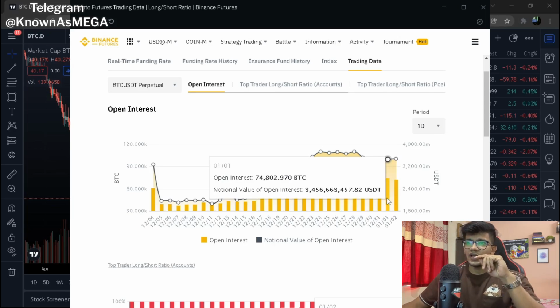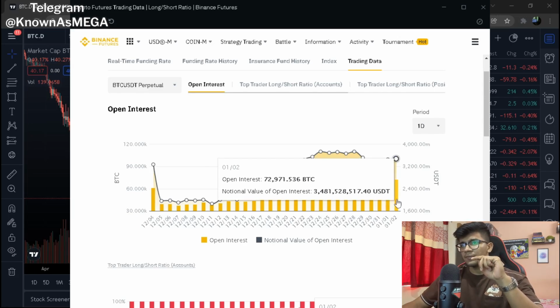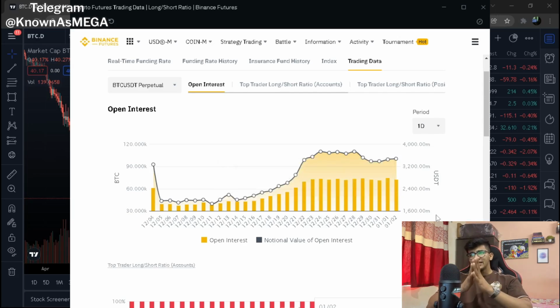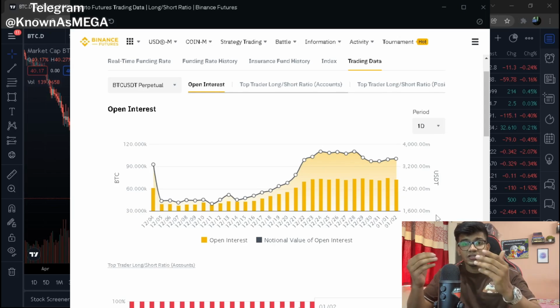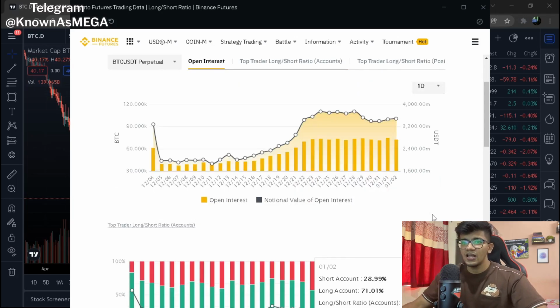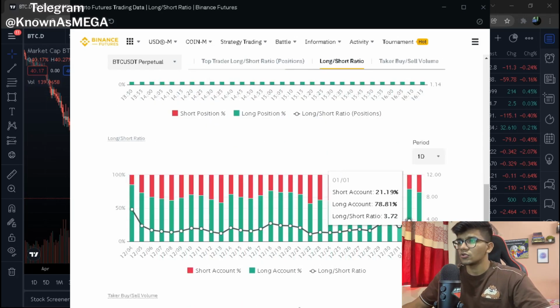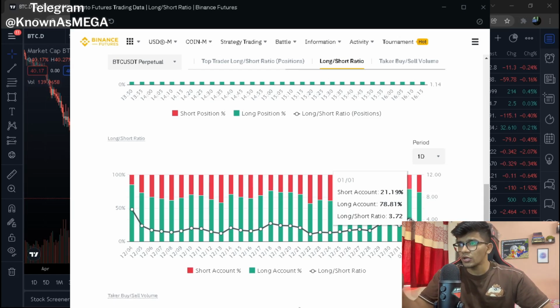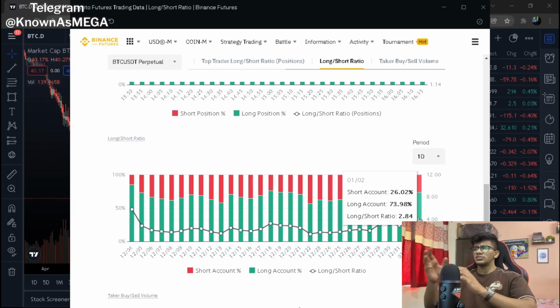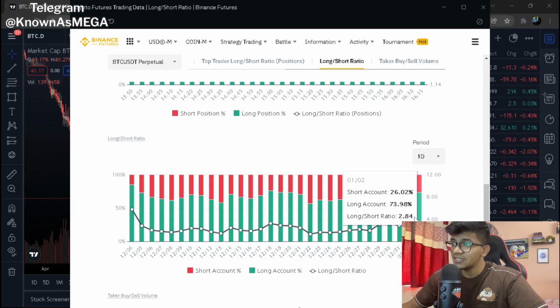On 1st of January, the open interest was 74,800, while on the 2nd of January, the open interest decreased to 72,971, which tells us that some positions have been closed. Whether the longs or the shorts were closed, we will identify by looking at the long short ratio. On 1st of January, 21% of the people were short and 78% were long, while on 2nd of January 26% went short while 73% went long.